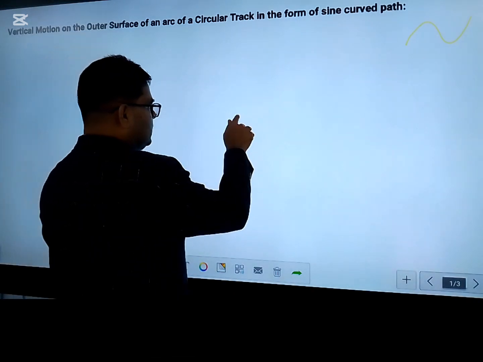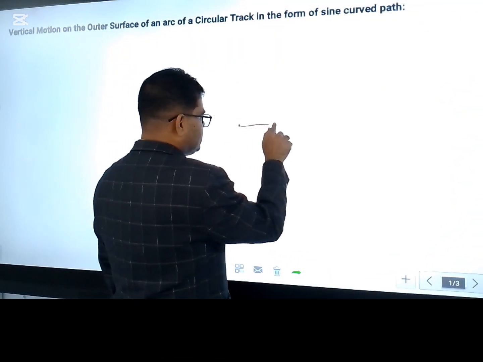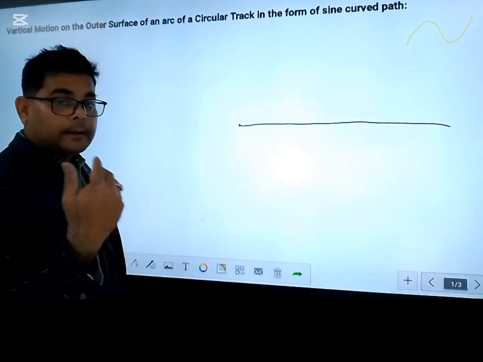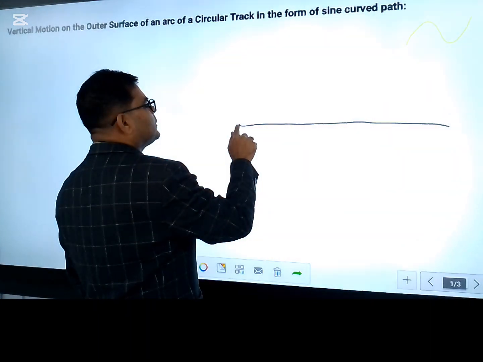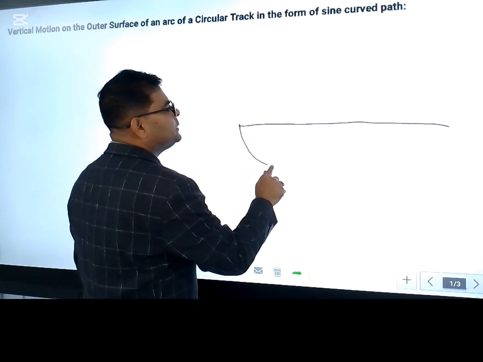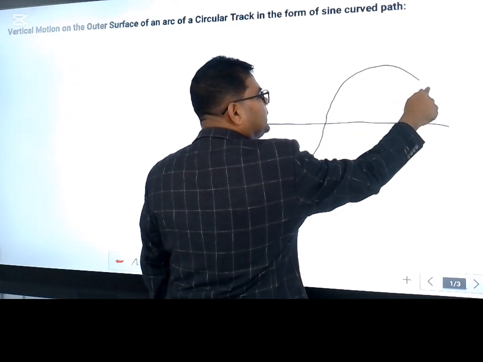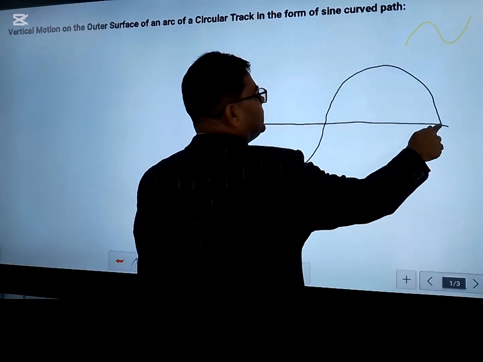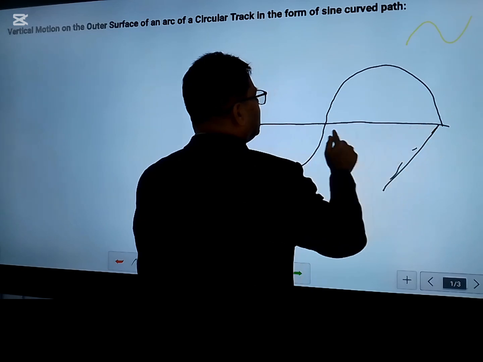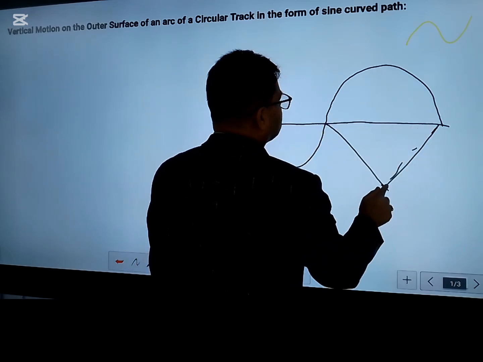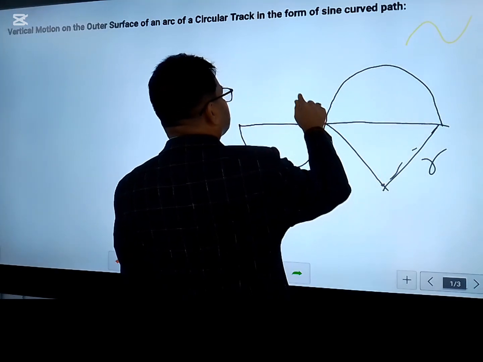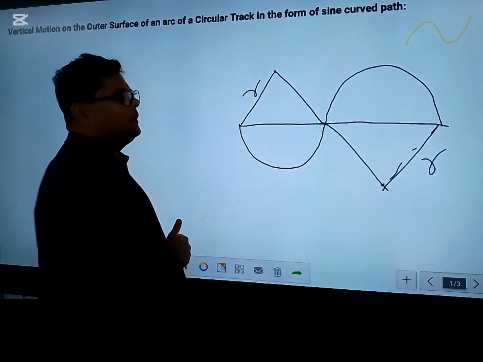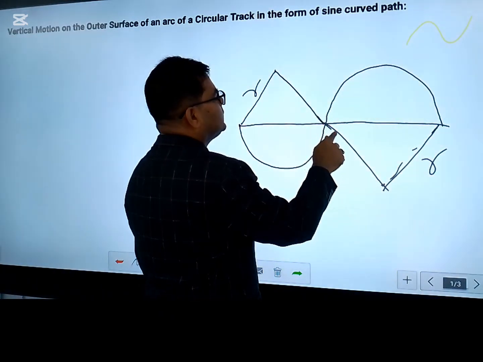For example, here we consider part of a circle, meaning we are taking two identical circles, that is, parts of two identical circles in the form of a sine curve. For example, it is like this, and suppose it has its center somewhere here at this point. So this is the radius of this circle, R, and we keep the same radius R for the other circle also, so that the circles will be identical, and this is the same line.